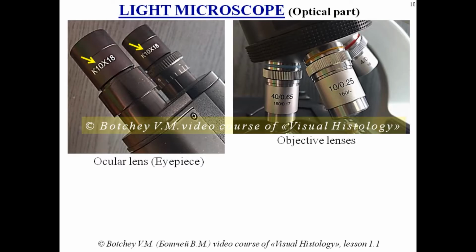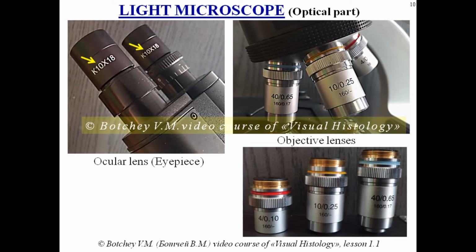The objective of small magnification is the shortest, has a red line on the corpus and 4 times magnification. A medium-sized objective has a yellow line and 10 times magnification. The objective of highest magnification is the longest, has a blue line on the corpus and 40 times magnification.